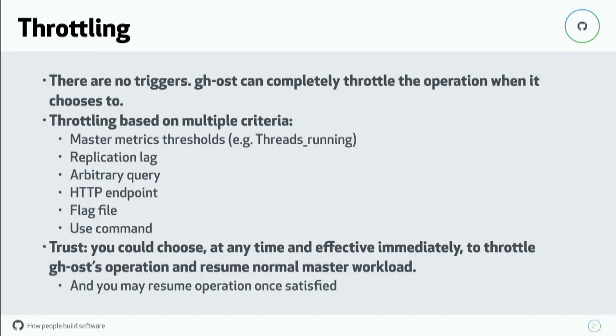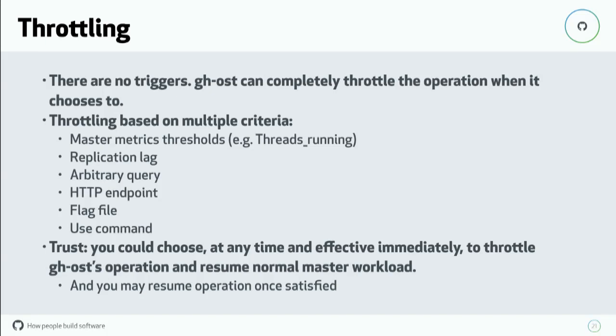There's an HTTP endpoint for if you've got some API that you want to hit, and it can say, hey, now would not be a good time to do writes, then throttle on that. Put a file somewhere and it'll throttle, or you can literally just talk to the Ghost process on a socket and say, hey, throttle. So at any point, if you think that the migration is causing a problem, you can stop everything that it's doing and then resume it.